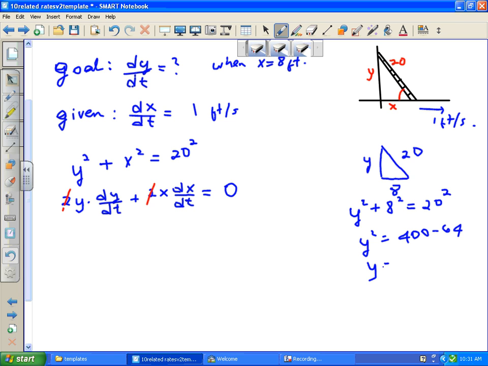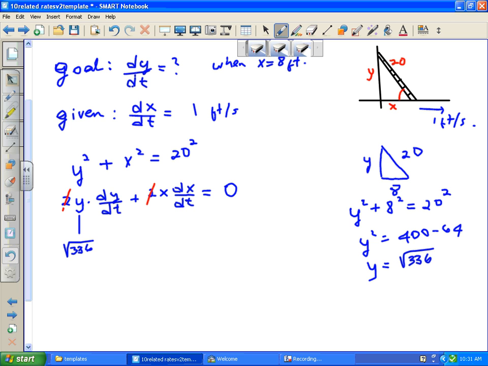So y will be, I believe, the square root of 336. You can either get a number for it, or you can keep it like that, only round in the last step of your approximation. You can also do it that way. Either way is okay. So now that we know what y is, we can plug it in. Y is root 336.